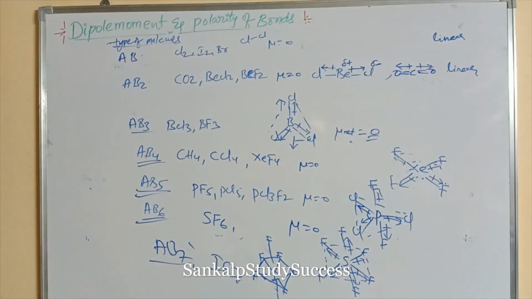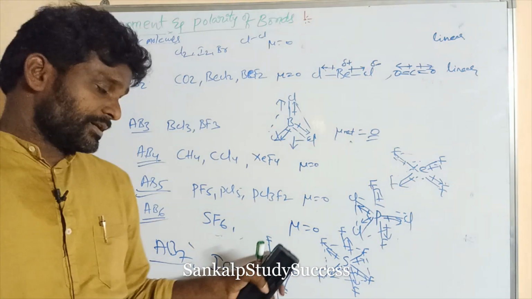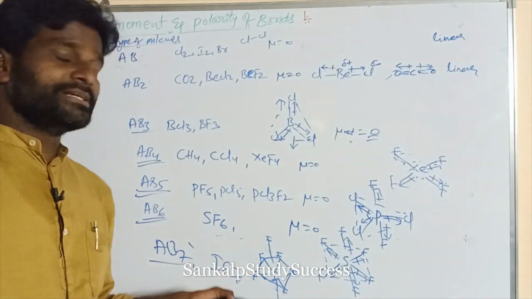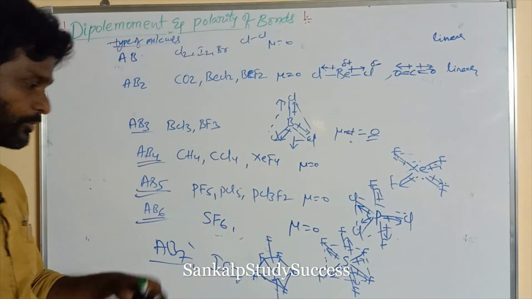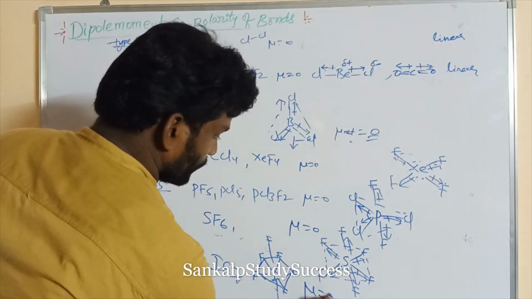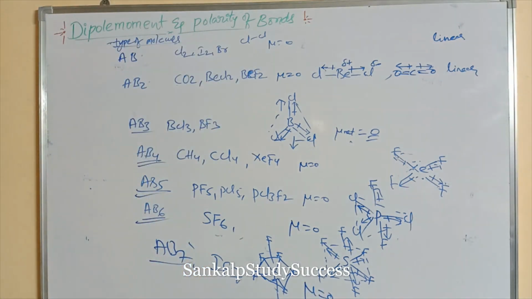This is also the central atom. The central atom has the same surrounding atoms. It is symmetric, right? Its dipole moment is also 0. And now we go to some distorted shape molecules.